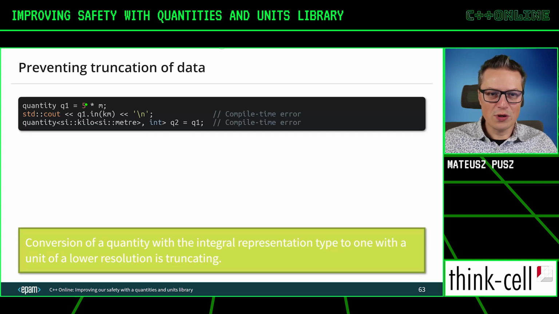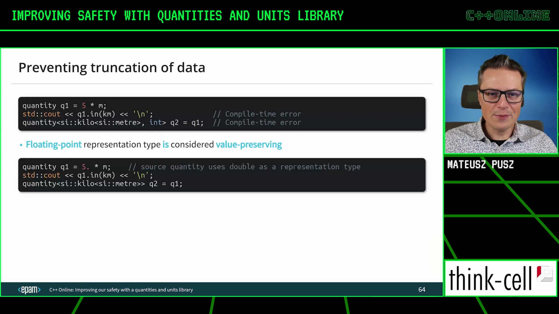But it's true if you're doing integral types here. Floating point types are considered value preserving, at least for now, until we maybe have better type traits in the standard library. And we are also discussing this right now with the numerics group. So floating points for now are considered value preserving. This approach is similar to what std chrono duration does. So if you provide a floating point number, everything is considered to be fine, and you end up with a floating point number representing the length in kilometers.